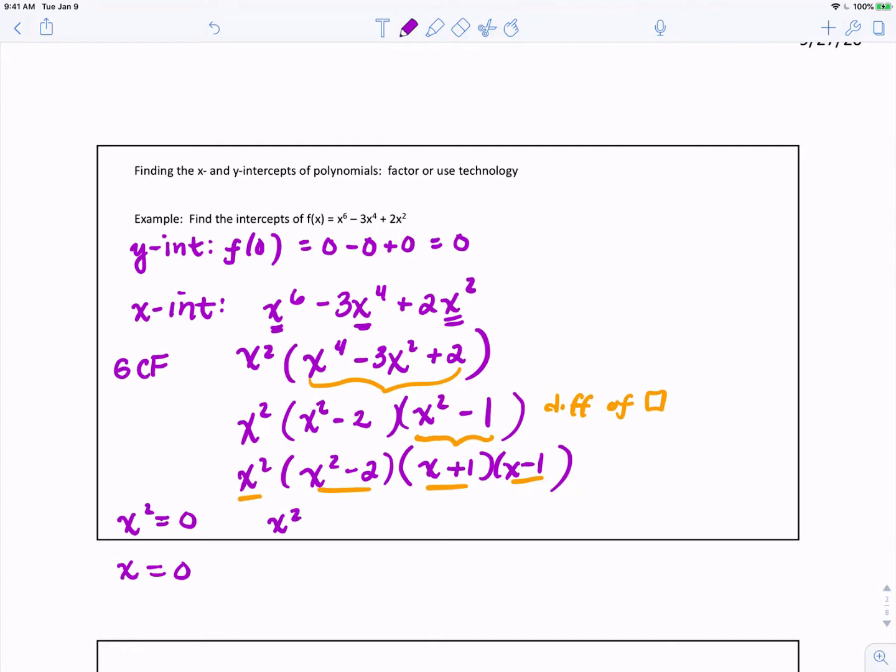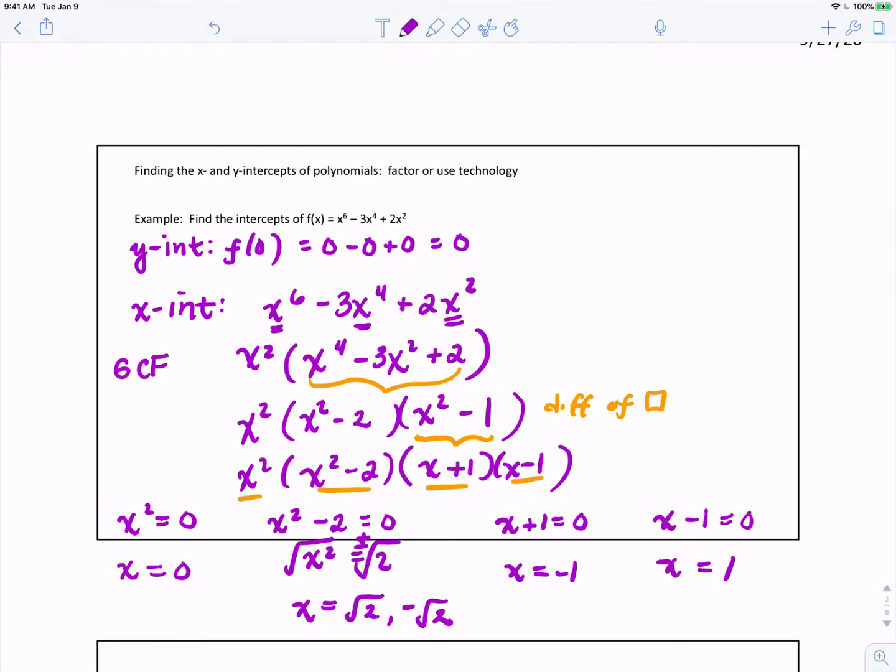For the second one, x squared minus 2 is equal to 0. That tells me x squared is equal to 2. To solve that, I'm going to take the square root, remembering that it could be positive or negative. So x is equal to the positive square root of 2, and x is equal to the negative square root of 2. For the third one, x plus 1 is equal to 0, so x is equal to negative 1. And for the last factor, x minus 1 is equal to 0, so x is equal to positive 1. So notice, when we finish, let's just count them all up.